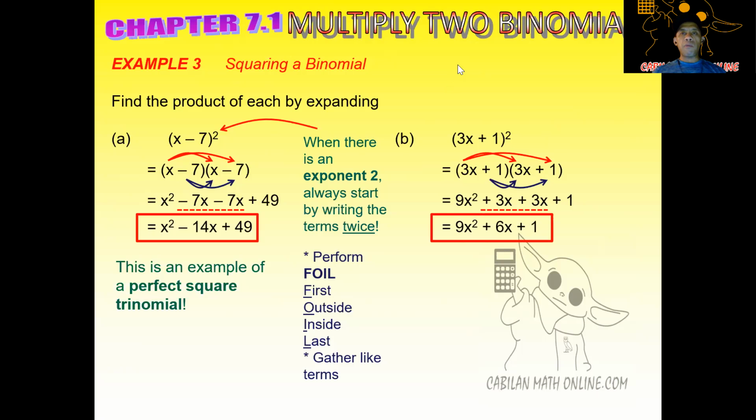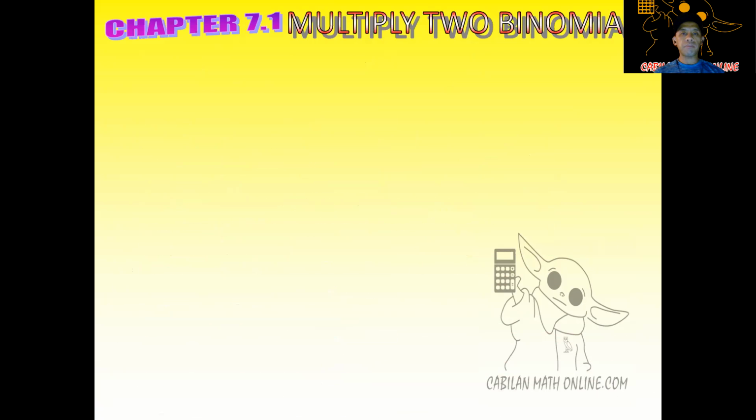All right, so just remember when you're multiplying two binomials, notice that every question we started off with has had two sets of brackets. The only difference with these examples here is that when you see only one bracket and you have an exponent on the outside, don't forget to write it down twice, okay? Then you perform FOIL from there.